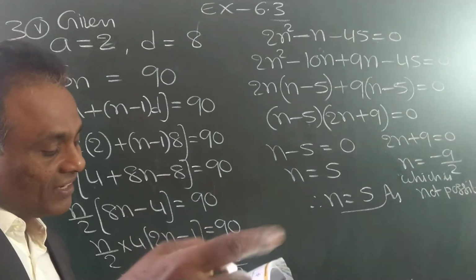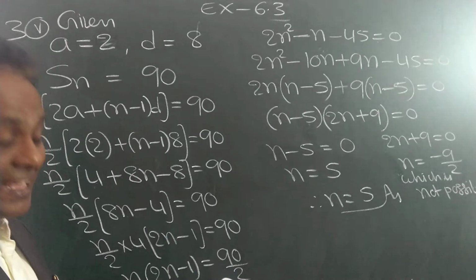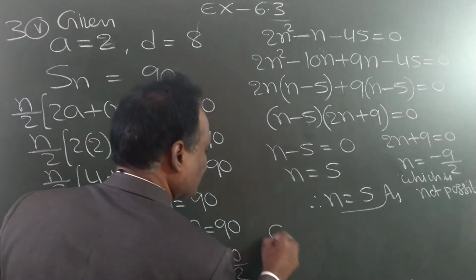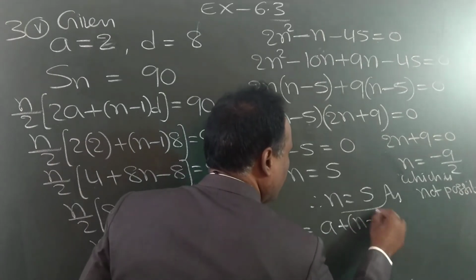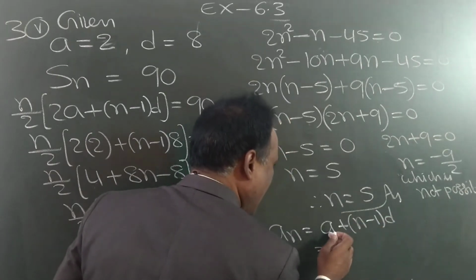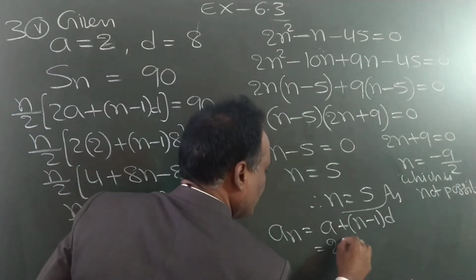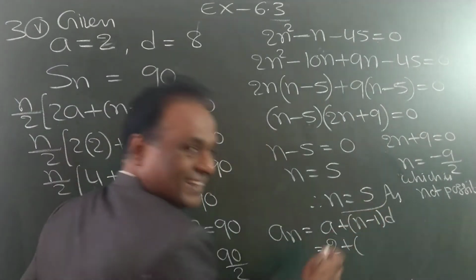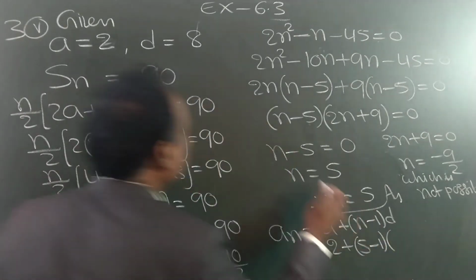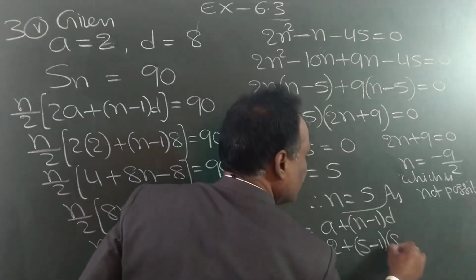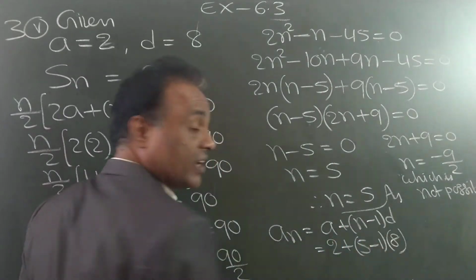What is the second answer? Find an. What is the formula for the nth term? a plus n minus 1 into d. a is 2 plus n is 5. Just now we got 5, minus 1 into d is 8. The second question is an, using the formula a plus n minus 1 into d.